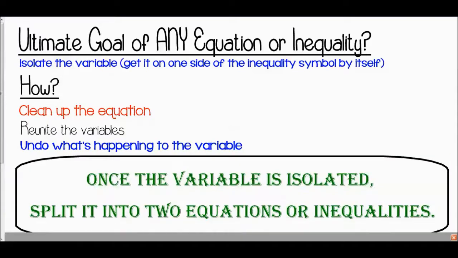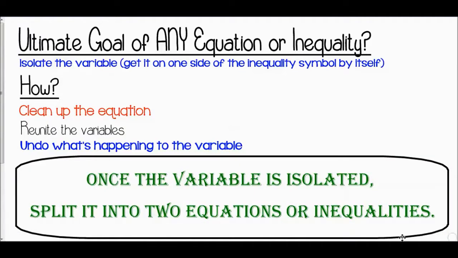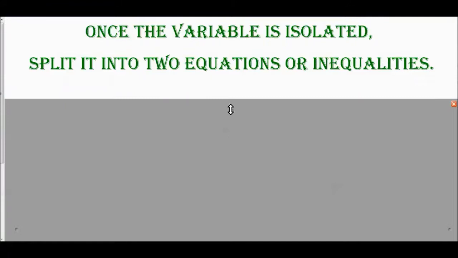Here's where it's a little new. Once the variable is isolated, and this is what we're talking about with absolute value, split it into 2 equations or inequalities. So when you have an absolute value, here's what you'll need to do. Once it's isolated, then you're going to split it into 2 equations or inequalities. Here's what I mean by this.